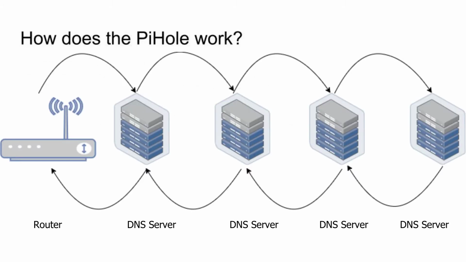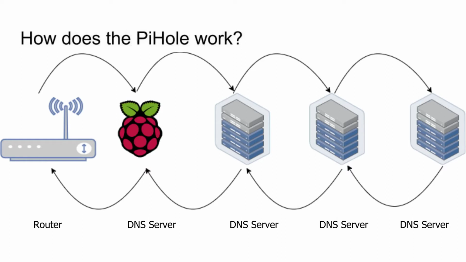So when you usually make a web request, your router will go to a default DNS server, maybe the one hosted by your ISP or Google or Cloudflare, and that server will return the IP address of the server that we're looking for. But we can get ahead of all of this and instead tell our router that the Pi is the first DNS server to go to.